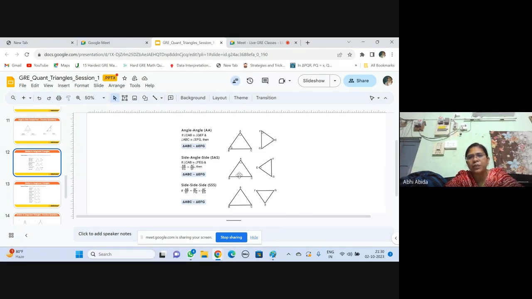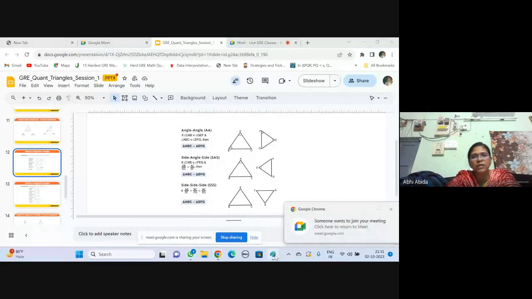If the sides are in ratio and the included angle is equal, then the triangles are similar. Then side-side-side: we have to look at the sides. If all the sides are in proportion, then we can say both triangles are similar to each other. If both triangles are similar, then the corresponding sides will always be in the ratio. For similar triangles, you should know one important concept here.